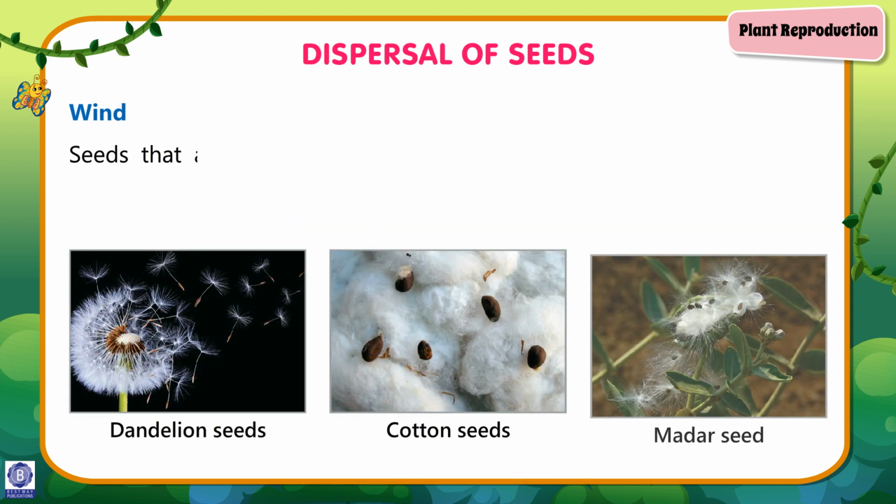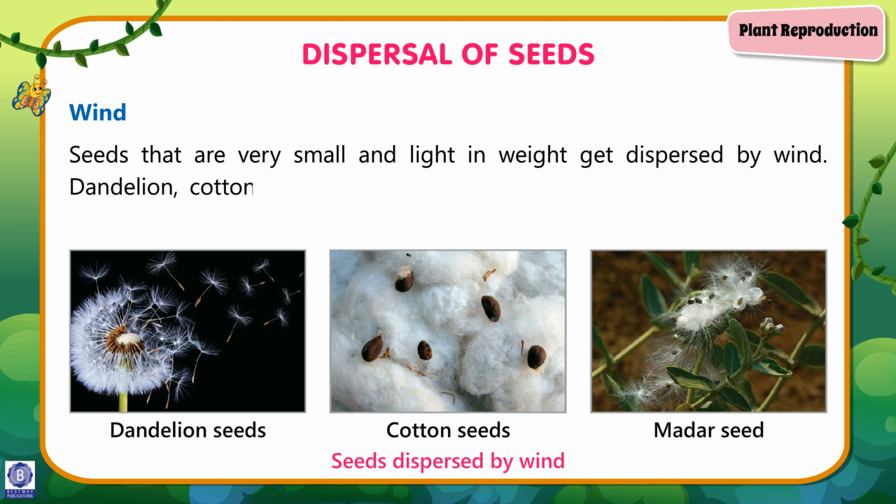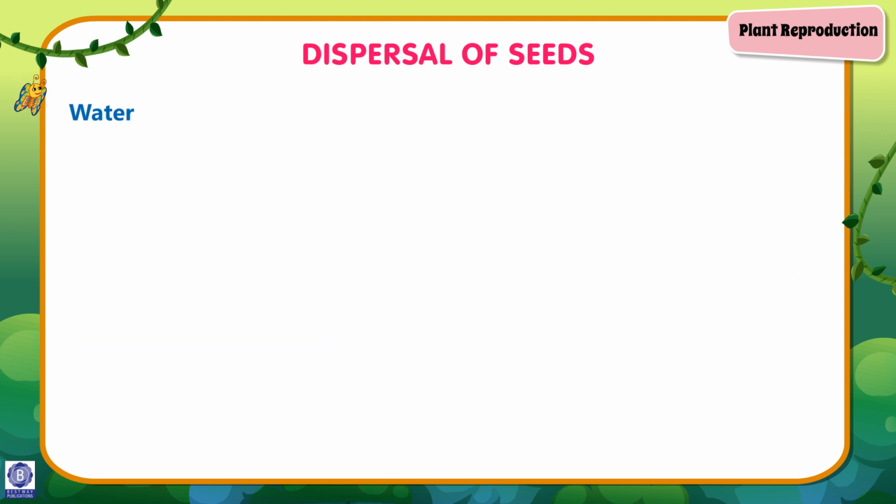Wind. Seeds that are very small and light in weight get dispersed by wind. Dandelion, cotton, and madar seeds are light and have tufts of air or wings around them that help them to float in the air.